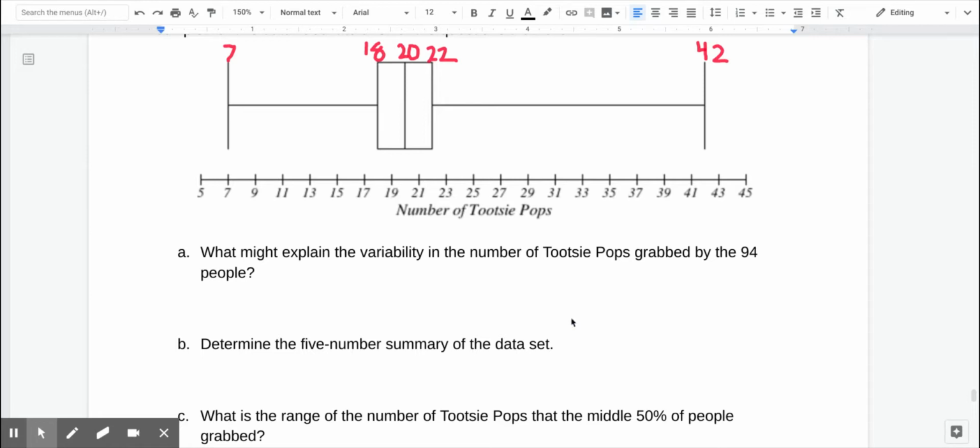What is the range of the number of Tootsie Pops that the middle 50% of people grabbed? So in this case, what I'm looking for is my interquartile range. This is the middle 50%. So if I take 22 minus 18, I have a range of 4. That's the interquartile range. The middle 50% of people grabbed in that area.